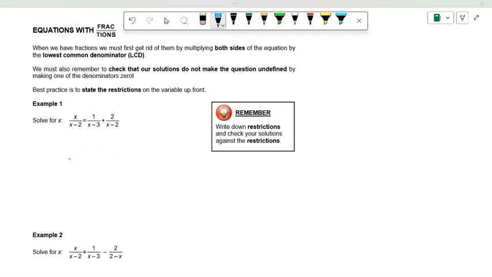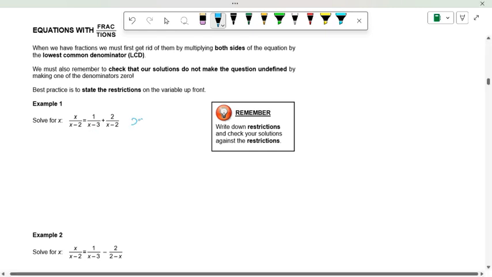Just starting off looking at the core maths, the next type of questions that we need to deal with are ones involving fractions. And remember what we're going to do: we're basically going to multiply right through by x minus 2 and x minus 3 on both sides to clear the fractions. The big consideration here, though, is that when we get our solutions, we need to check that they do not make the original question undefined.